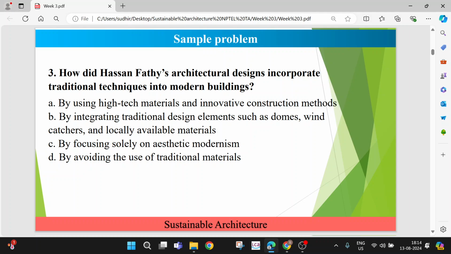Hassan Fathy's architecture designs are well explained in lecture 11 of the NPTEL course videos, and in that you will find that with the help of natural or traditional building elements such as domes and wind catchers, he constructed a marketplace. That question was also asked in assignment 3, the first question in assignment 3, I guess. So this question is well clear. Okay. So we will be moving to the fourth question of today's session.